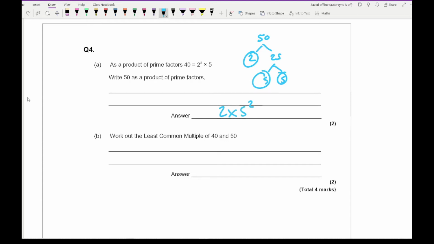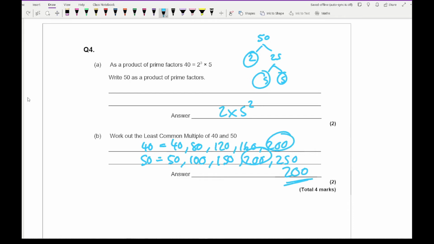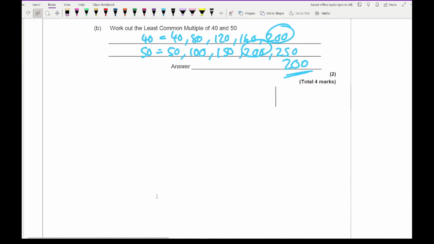And then for question B, it says work out the least common multiple of 40 and 50. And again, it's looking at the smallest number that appears in both the 40 and the 50 times table. I always say start with the biggest number and just write down a couple. And then from this, we've got 40, 80, 120, 160, 200, and that's where I can stop. So the answer then is 200. Now, where the 2 marks come from is just making sure that you have got the lowest common multiple. So for example, if I picked 400, I probably should get 1 mark, but it isn't the smallest, so that's where I would lose 1 mark.